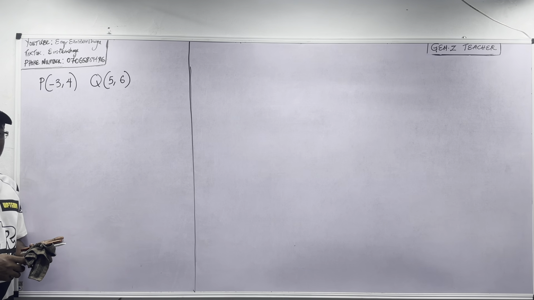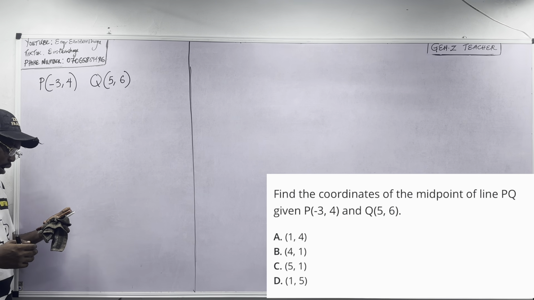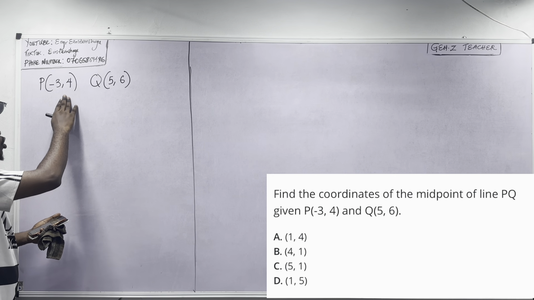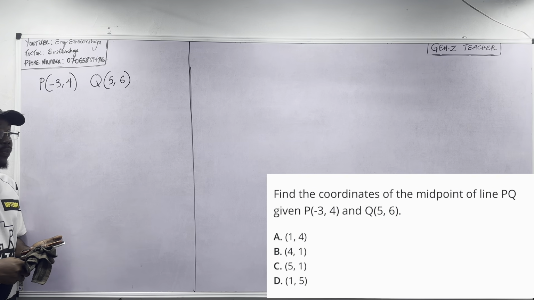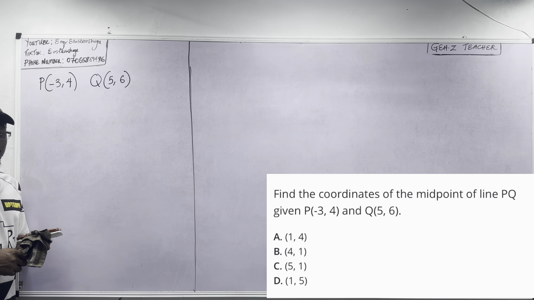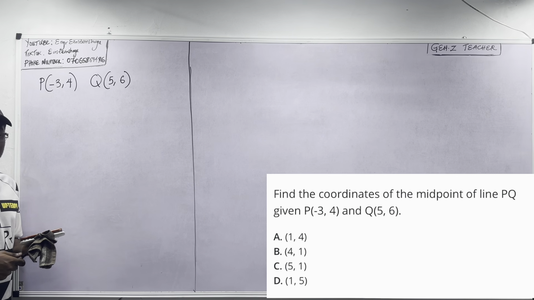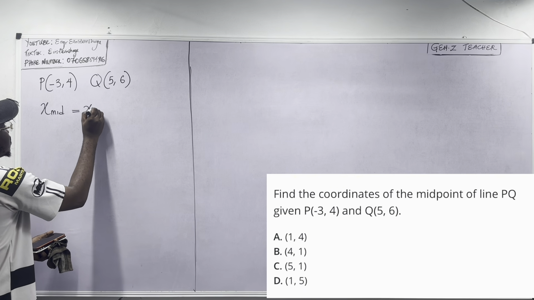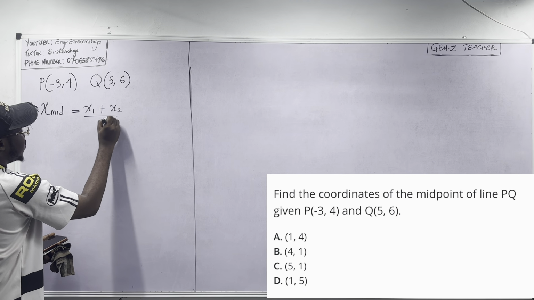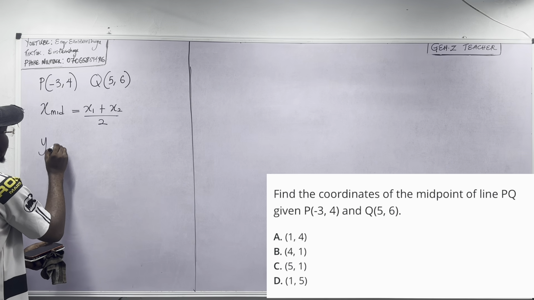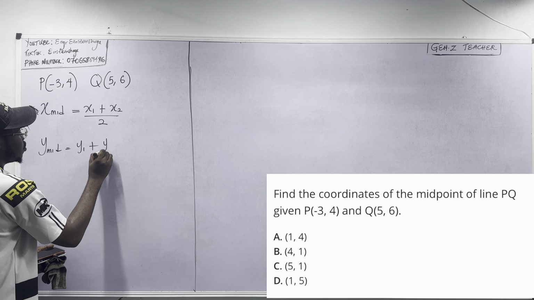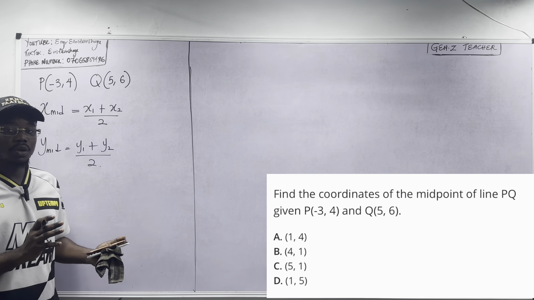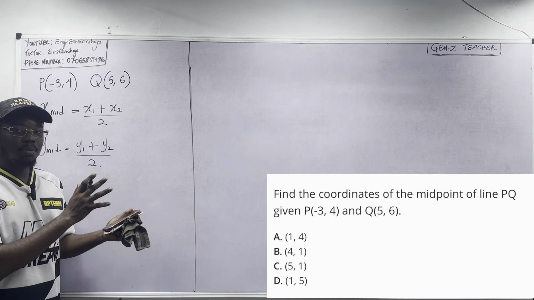Okay guys, question number 7 as shown on the screen says find the coordinates of the midpoint of the line PQ given P as minus 3, 4 and Q as 5, 6. Now, this comes from the topic called coordinate geometry. When you're asked to find the midpoint of a line, you find the midpoint for x, which is x1 plus x2 divided by 2, and the midpoint for y, which is y1 plus y2, all divided by 2. Now I'm going to quickly drop all the formulas for coordinate geometry on the board so you can remember them easily.